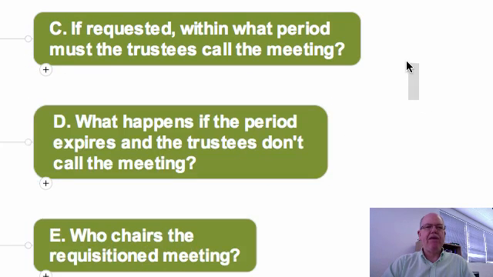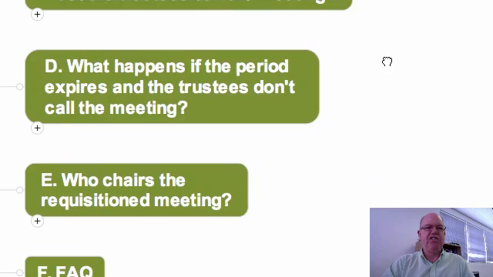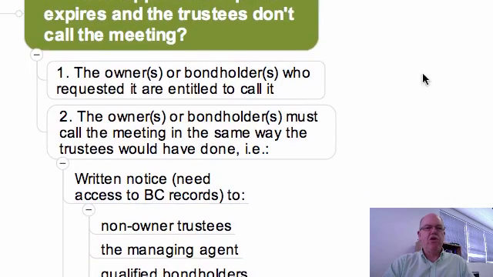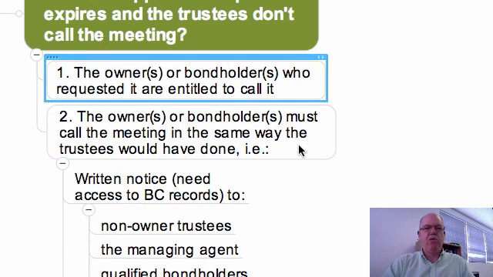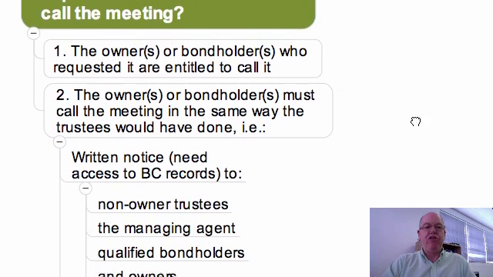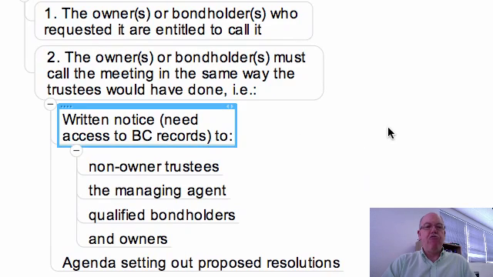What happens if the period expires and the trustees don't call the meeting? Well, the owners or bondholders who requested it are entitled to call it themselves. And how must they do that? Some people assume that, well, they just hold the meeting on the next day. No. A meeting has to be called in a particular way, set out in the prescribed rules, whether that's being done by the trustees or by owners or bondholders who have acquired the right to call that meeting in accordance with the prescribed rules. So, written notice.